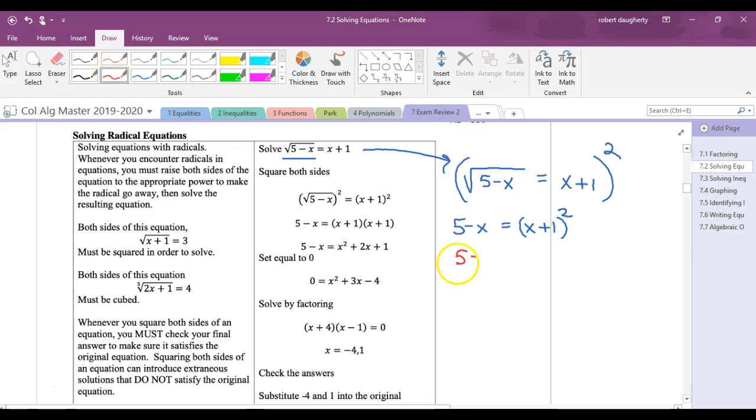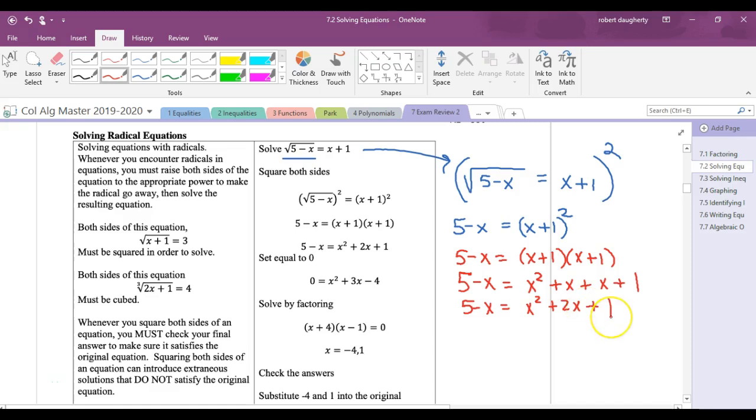So this is 5 minus x equal x plus 1 times x plus 1. Then this is 5 minus x equal x squared plus x plus x plus 1, or 5 minus x equal x squared plus 2x plus 1. Now, I want to solve that. Best thing I could do is set that thing equal to 0. So I could subtract 5 from both sides, I could add x to both sides, and I would get 0 equal x squared plus 3x minus 4.